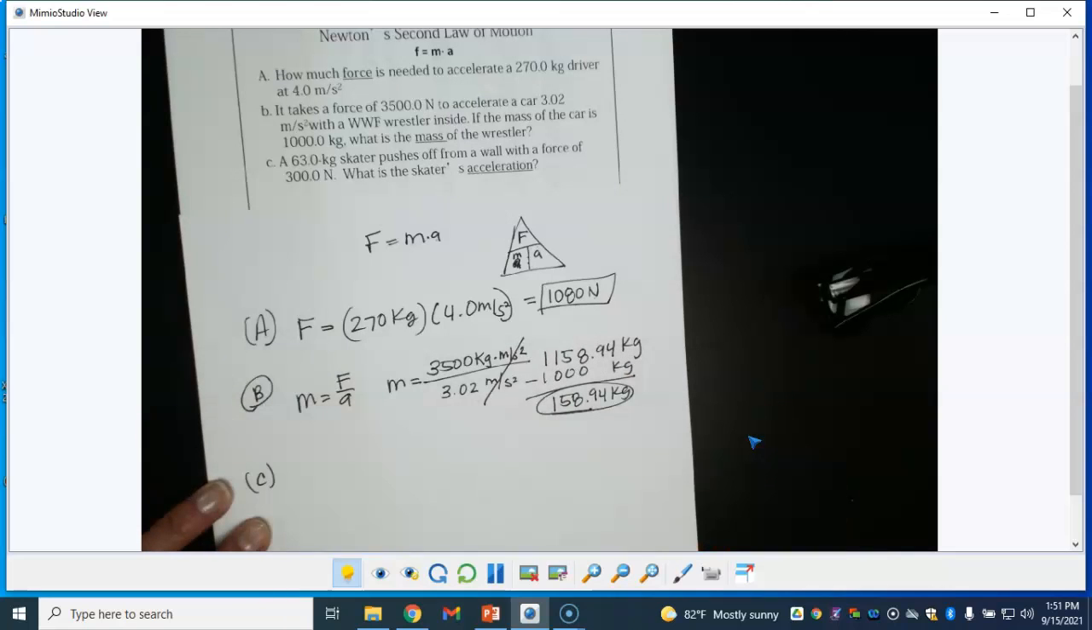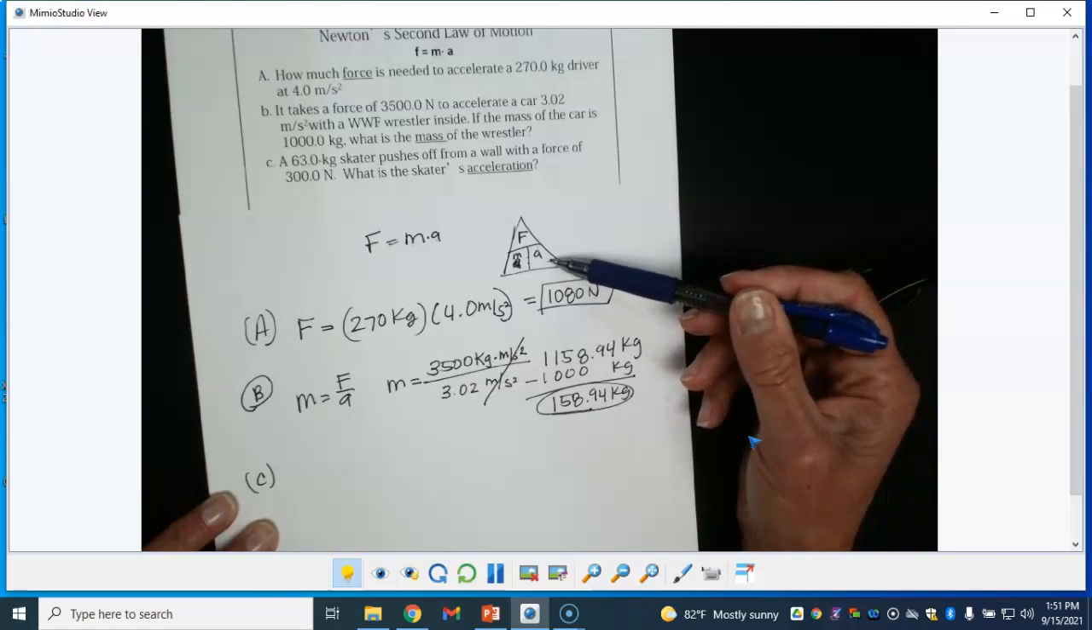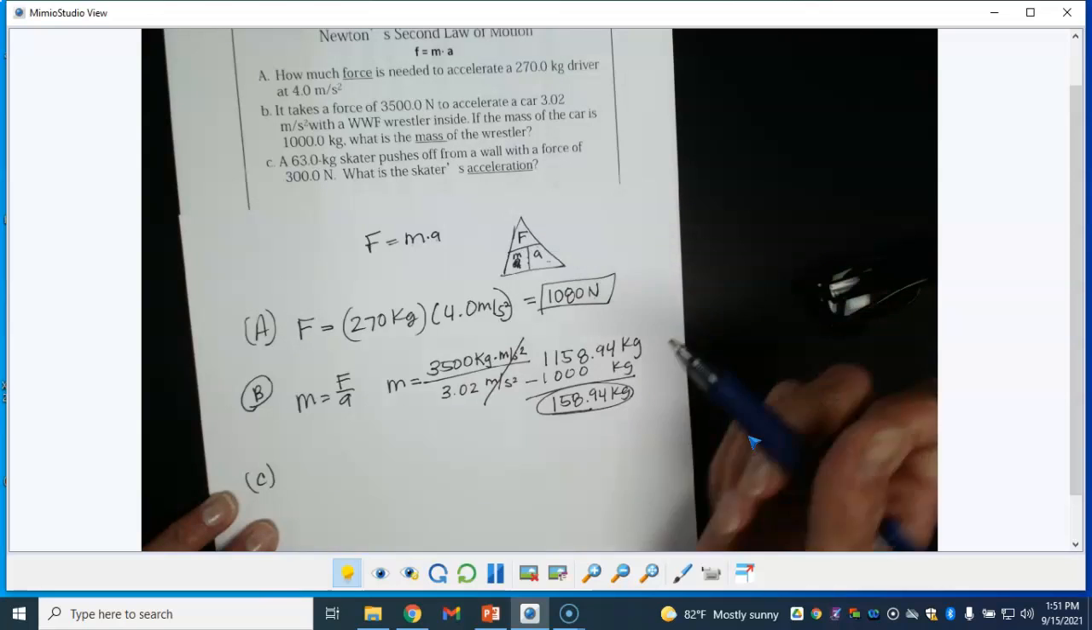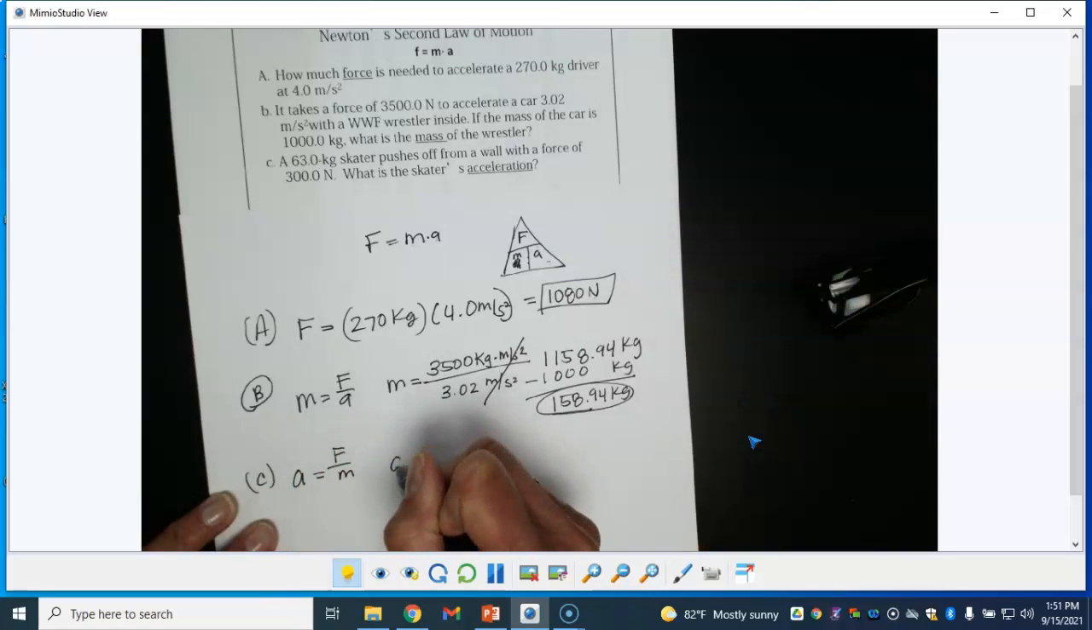Letter C says a 63 kilogram skater pushes off from a wall with a force of 300 newtons. What is the skater's acceleration? So this time we are looking at our triangle and we're solving for A. So acceleration is force divided by mass.